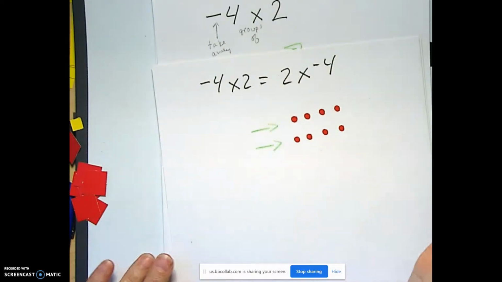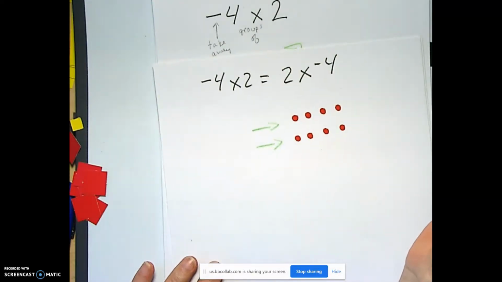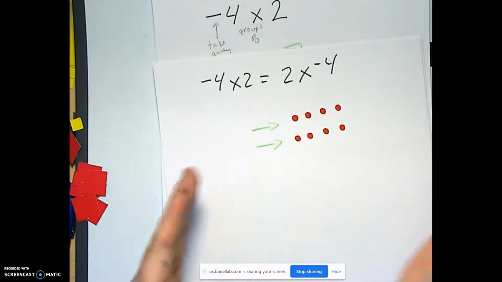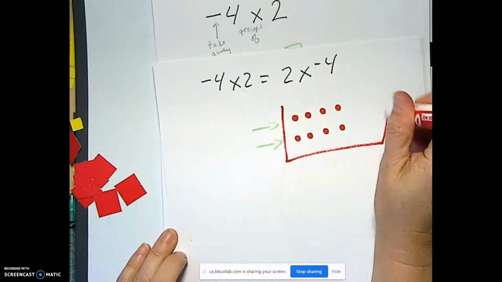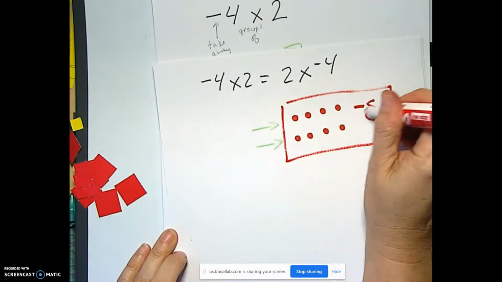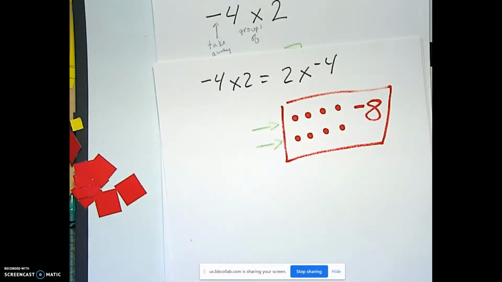We're putting in 2 groups of -4. So my little arrows are like, look, we put them there. There was nothing, and then we made this stuff show up. And then we end up with our -8.